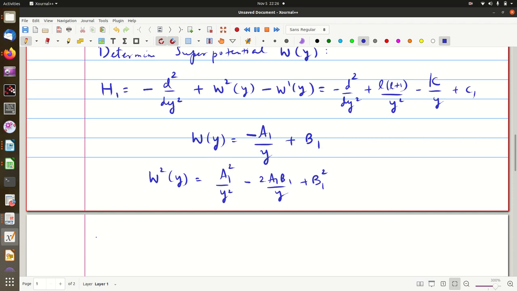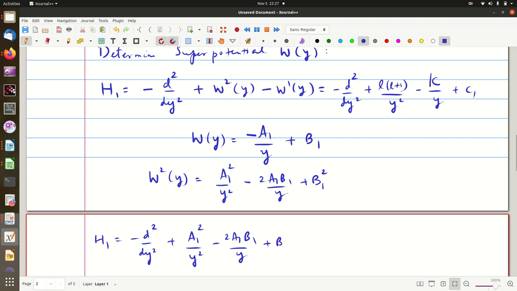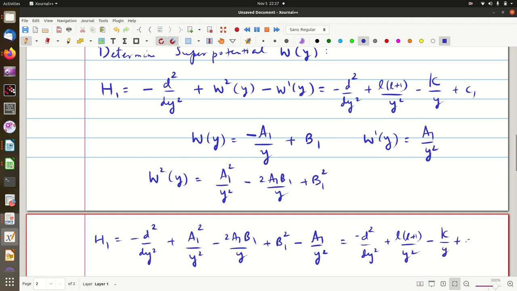Let us write down H1 again now. So H1 will be minus d squared by dy squared plus W squared, which is a1 squared by y squared minus 2a1 b1 by y plus b1 squared, minus W dash of y. So what is W dash of y? W dash of y will be plus a1 by y squared plus 0. So W dash of y is a1 by y squared. So this is equal to minus d squared by dy squared plus l into l plus 1 by y squared minus kappa by y plus some constant.